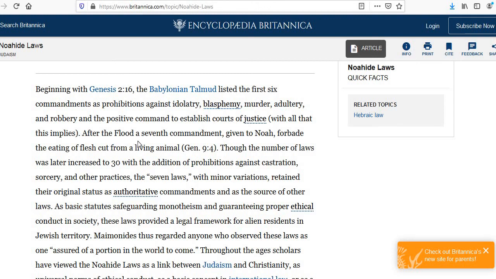And after the flood, a 7th commandment given to Noah, the prohibition of eating the flesh cut from a living animal, or no animal abuse. So those are the 7 laws, and I'm going to try to show that they're present in the 10 commandments.